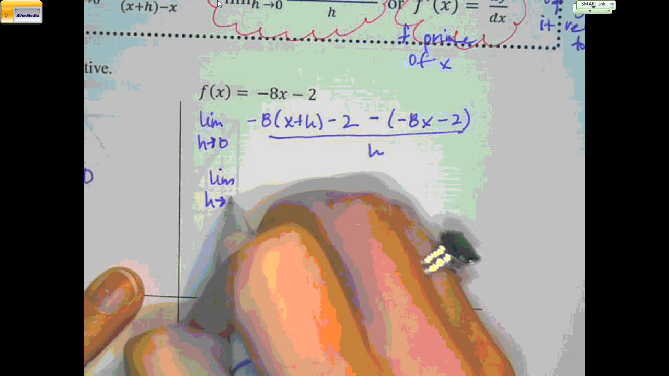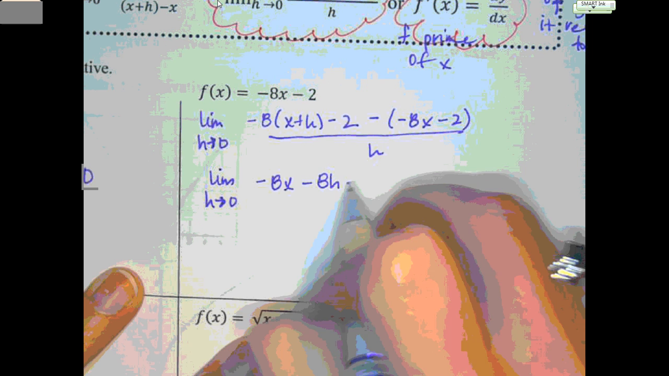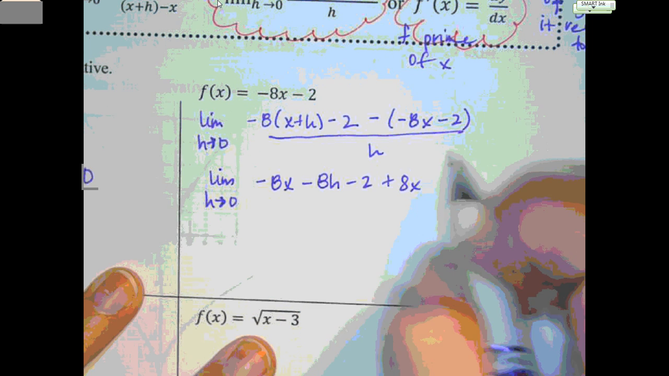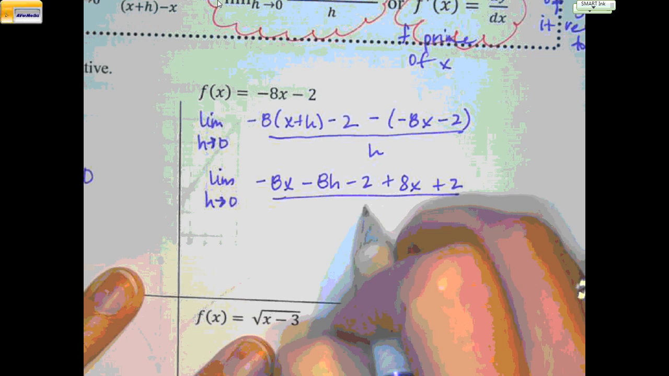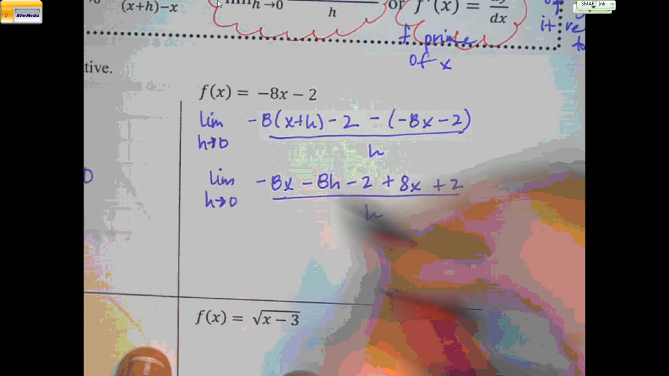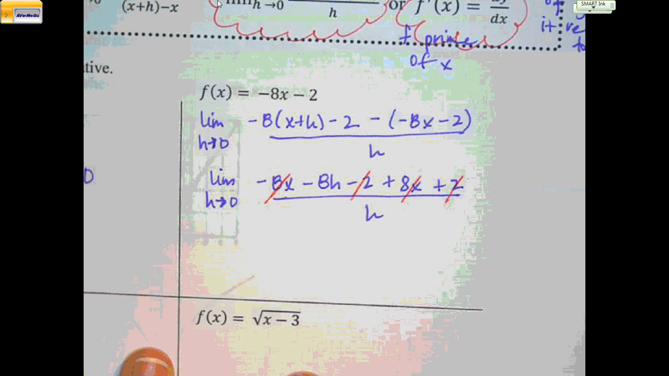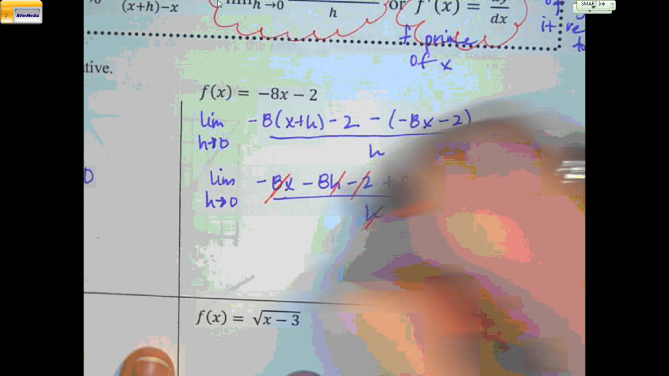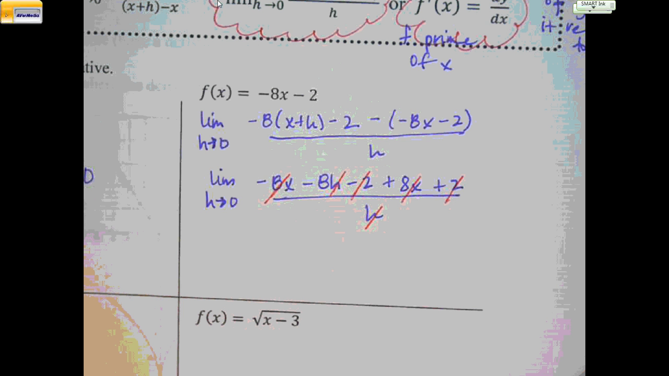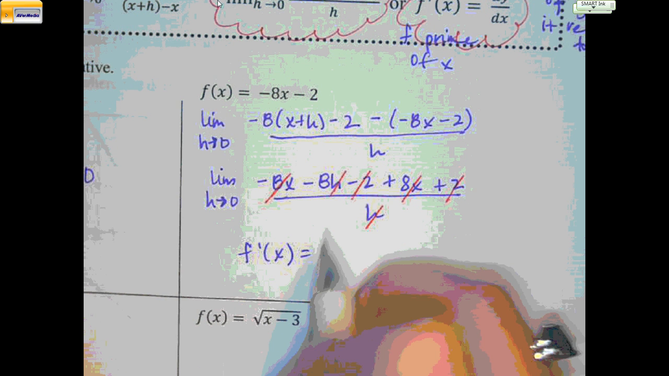Let's do some algebra to simplify this little guy. So we have negative 8x minus 8h minus 2 plus 8x plus 2, all over h. Then you can cancel some stuff out. Negative 8x and positive 8x. Negative 2 and positive 2. h goes into h's, and you're left with, wait, I forgot, yeah, negative 8. So we have f prime of x is negative 8.